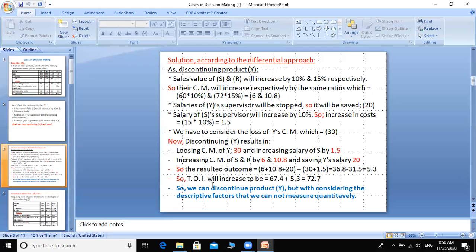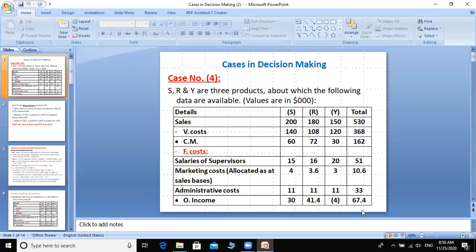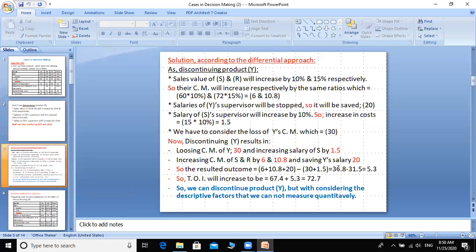So the total operating income will increase, instead of 67.4 as appeared here, by 5.3, so it will be 72.7. So the benefits equal 6, 10.8 plus 20. That is the increase of 10% in contribution margin of S and 15% in contribution margin of R, with saving the 20 as supervisor salary regarding Y that we will stop. And the loss is contribution margin of Y plus the increase that will happen in the salary of S supervisor.